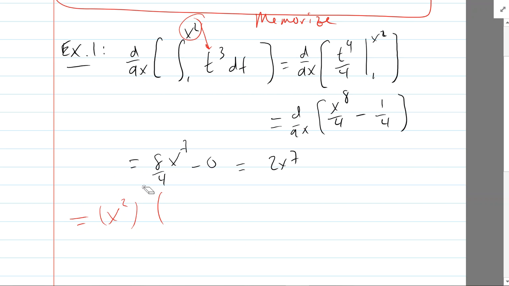Sorry, that's cubed. Hang on, let me erase that. X cubed, right? And then I put in the derivative of x squared, which is 2x. Does that equal 2x to the 7th? Is that a lot faster?